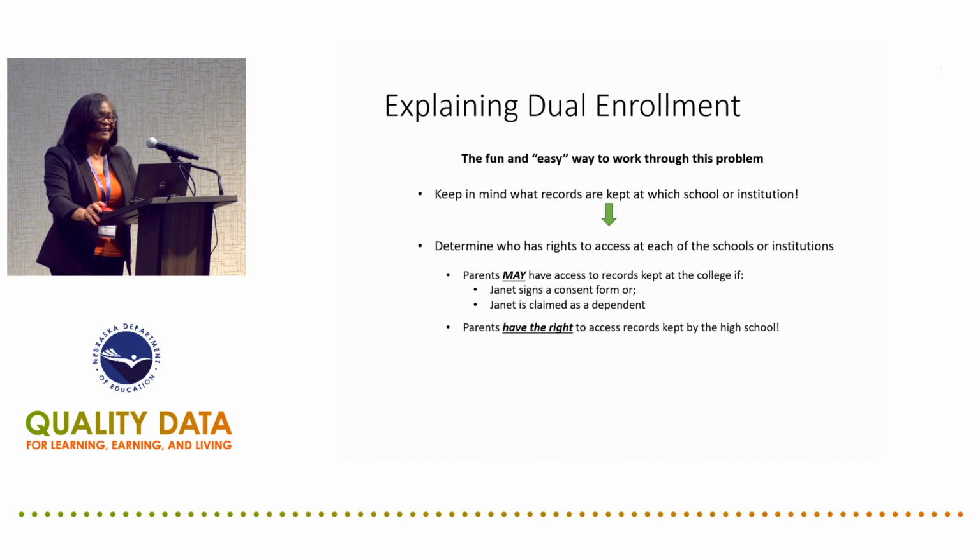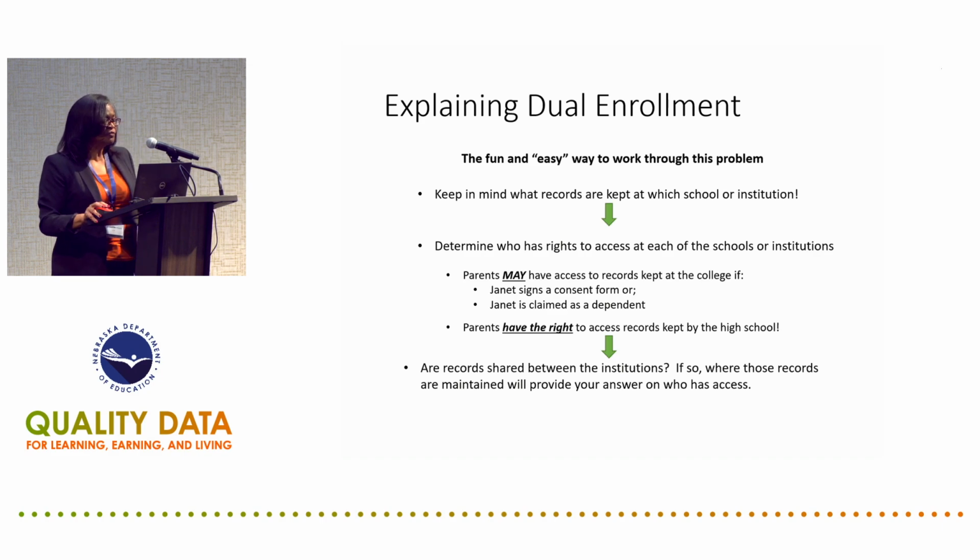That's right. Parents may have access to education records kept at the college if Janet signs a consent form and Janet is claimed as a dependent. Parents still have the right to access those records at the high school because the parents still have those rights. Okay?